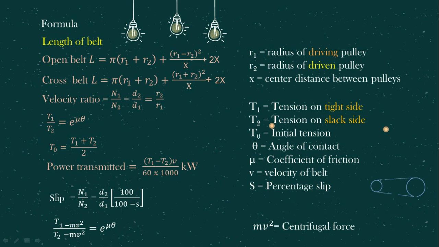So these are the formulas which are helpful in solving the numericals. The slip formula is N1 by N2 is equal to D2 by D1 multiplied by 100 divided by 100 minus S. And when you consider the centrifugal tension, then the ratio between T1 and T2 will change to T1 minus mv square divided by T2 minus mv square is equal to e raised to mu theta.